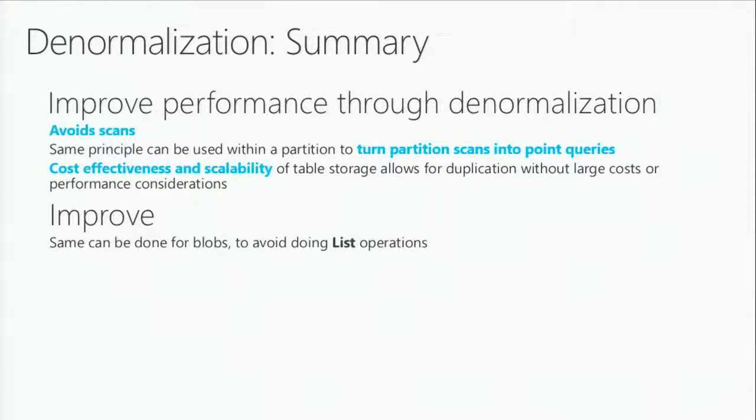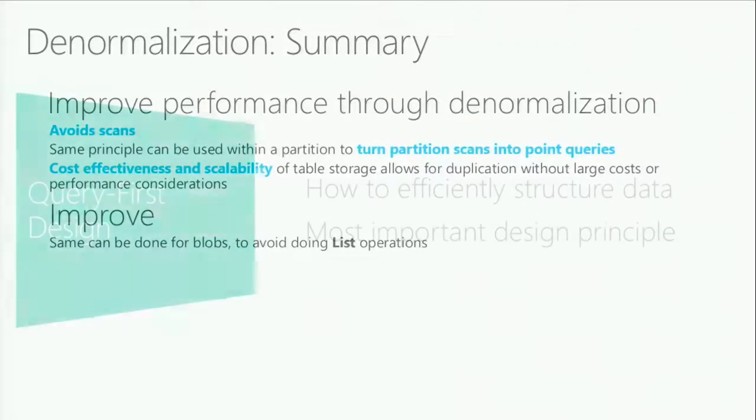You can use exactly the same principle if you have a lot of partition scans. You can refactor your data to enable point queries. And the cost effectiveness of table storage is really what allows this to work. Again, you can apply this to blobs. For example, if you were doing list operations because you're constantly looking for a blob based on one particular attribute, you may consider duplicating that blob with that attribute in the name so that you can find it much more quickly.